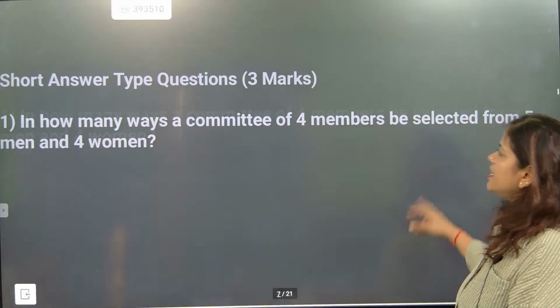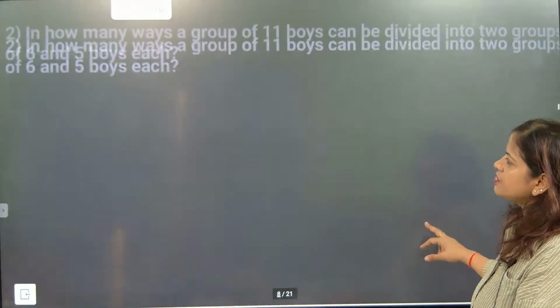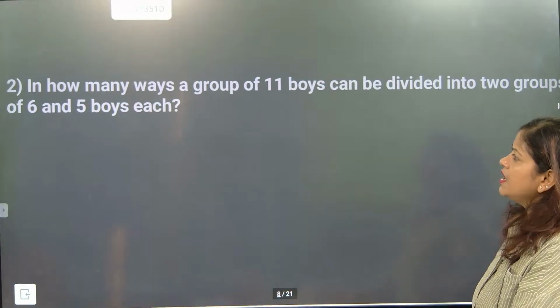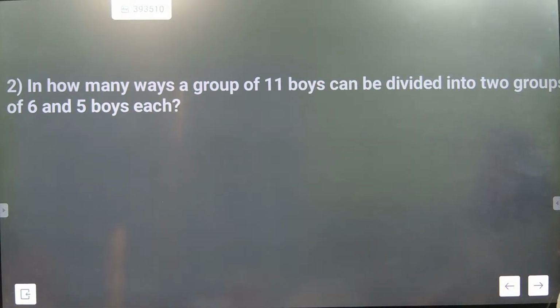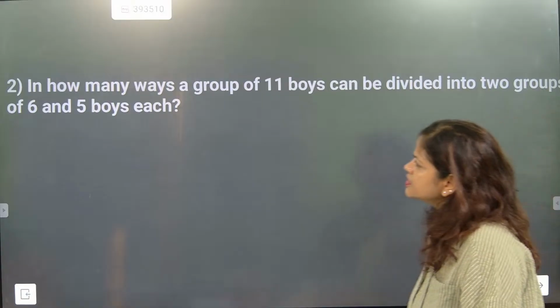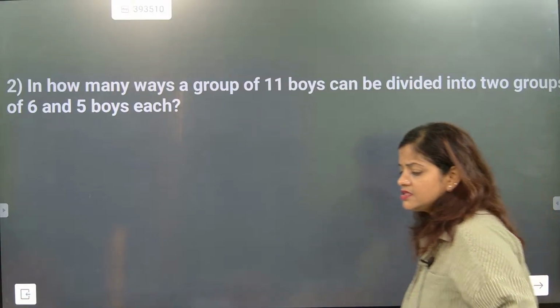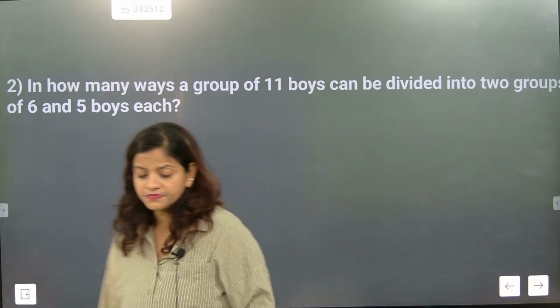I will not say, it may be two or three questions of permutation or some questions of combination also. In how many ways can a group of 11 boys be divided into two groups, 6 boys and 5 boys? Now is it a combination or is it a permutation?